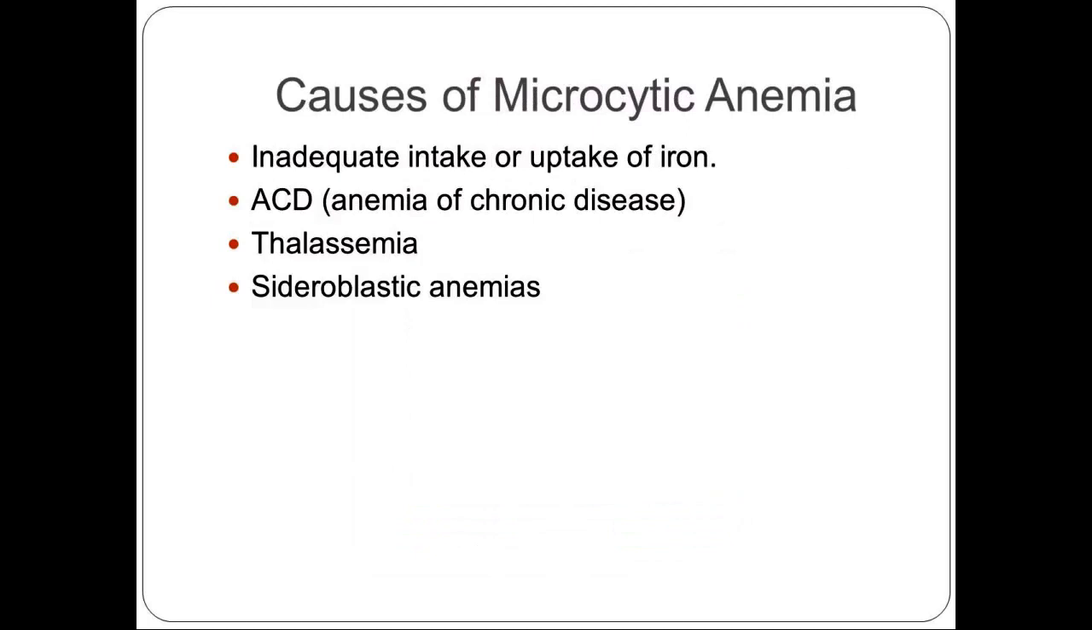Some of the causes of microcytic anemia are inadequate intake or uptake of iron, which we see sometimes in developing countries, or in people with poor diets. Also anemia of chronic disease. Sometimes the microcytic anemia is an early sign that they have a chronic disease, and then sometimes it normalizes into normocytic. We'll also see it in the thalassemias and the sideroblastic anemias, which we're not going to be talking about today.